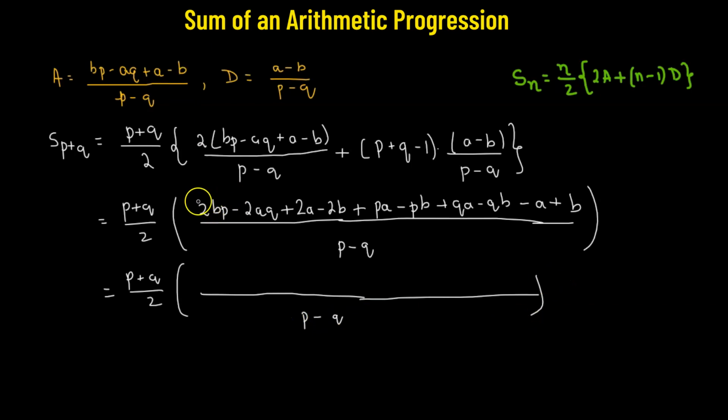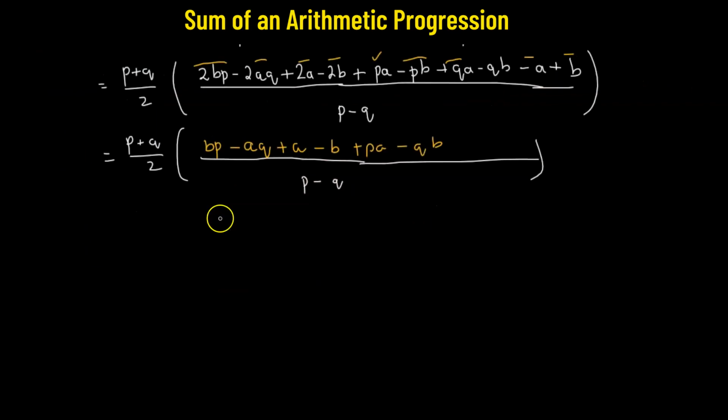let's combine a few of the terms. We have 2bp and negative bp, so this will become positive bp. Then we have minus 2aq and plus aq, so this becomes negative aq. Then we have 2a minus a, so this is positive a. Then we have negative 2b plus b, so this is negative b. And now we are left with plus pa and minus qb. So we will further simplify this.